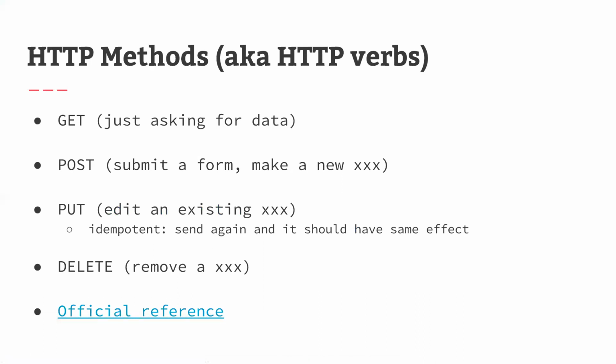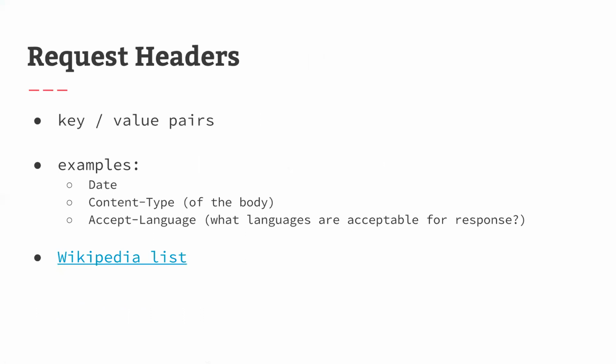All right, so your request, it has a URL with all that information and it has a method. It also has headers and a body. So the headers are just a set of key value pairs. And so example keys, it is always going to have the date. It might give you the content type of the body, if you're sending a body. We'll talk about the body in a minute.